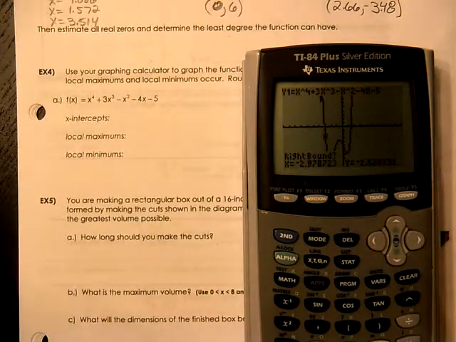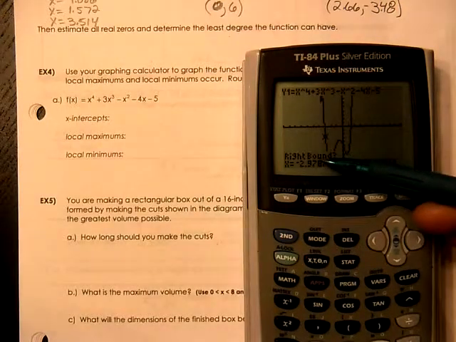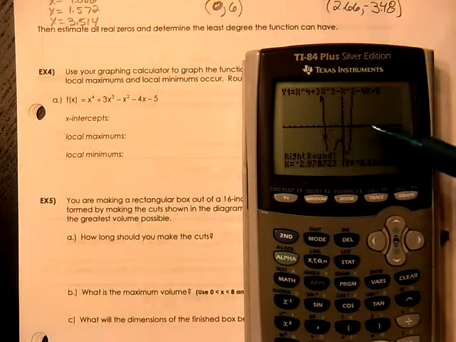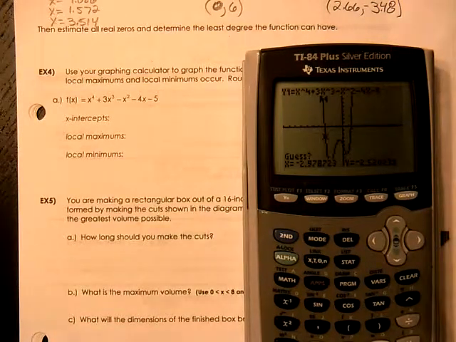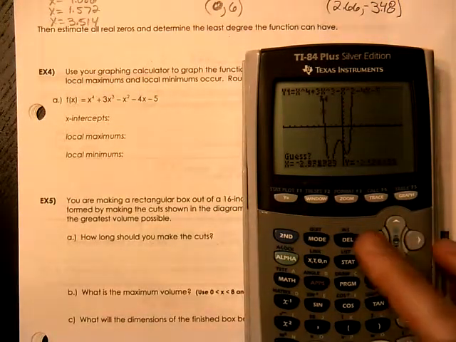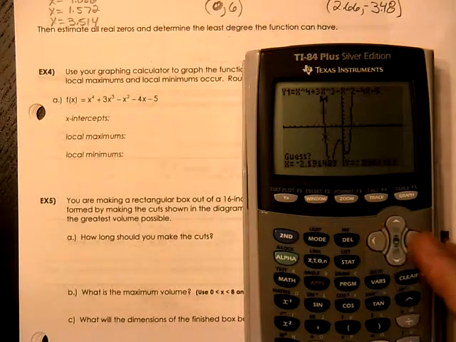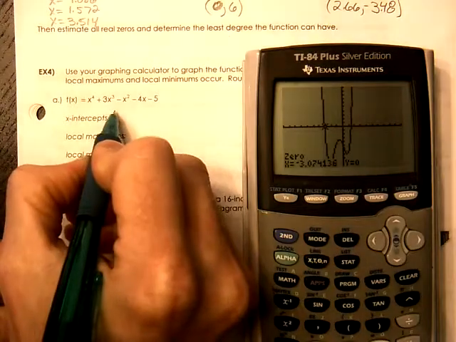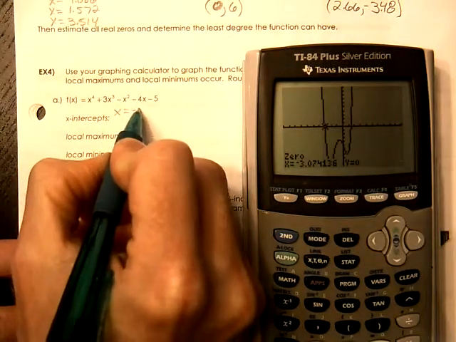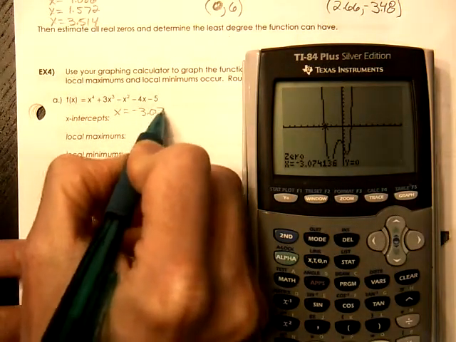Then we need to be to the right of it, the right bound, so that's anywhere below the 0. And then we can get as close as we can, and either one of those is pretty much as close as we can. So we hit enter, and we have an x-intercept at negative 3.07.